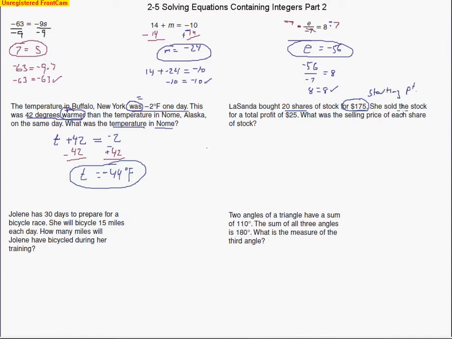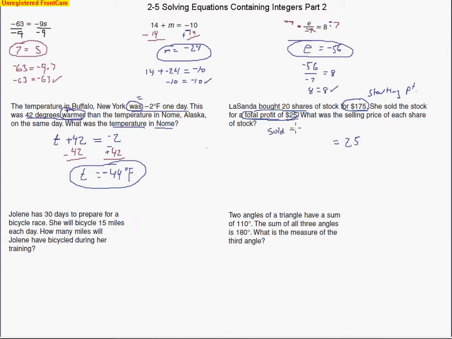She sold the stock for a profit, total profit of $25. So this is the amount afterwards. This is the total. So let's go ahead and set it equal to 25. We know that when we go ahead and combine these two numbers together, they're going to make $25. So basically we've got this amount that we sold it for.